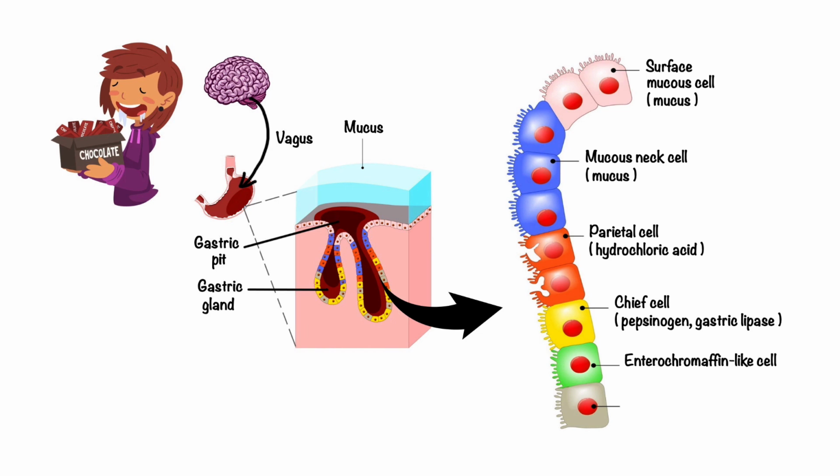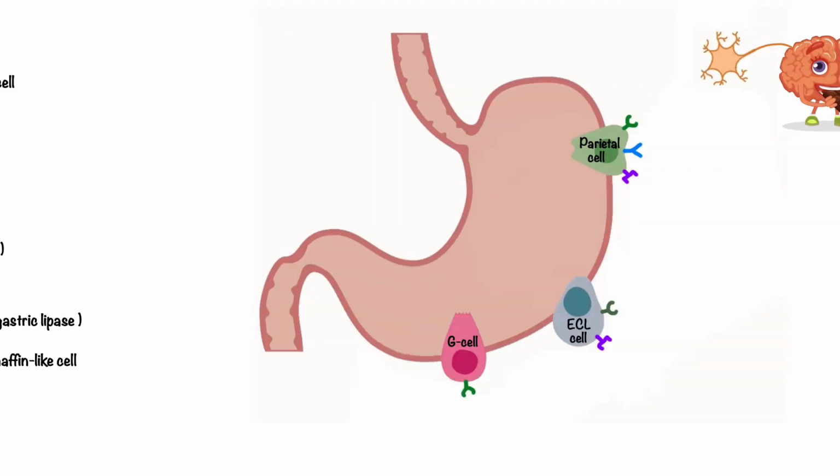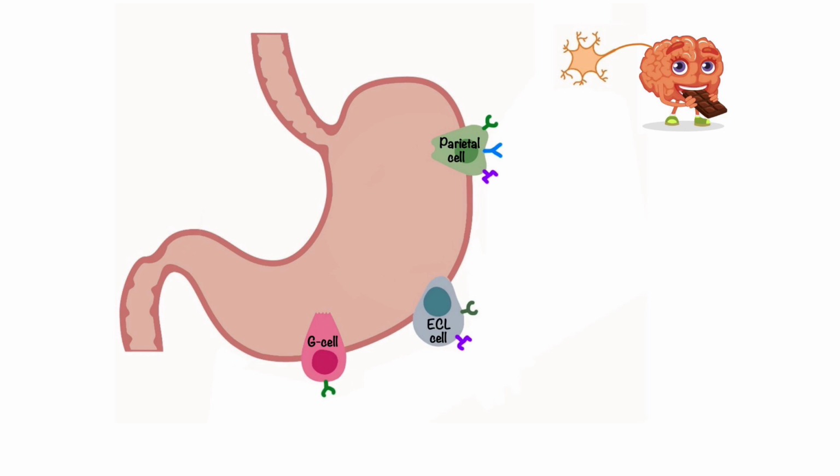Enterochromaffin-like cells, which produce histamine that helps to induce the production of acid, and G cells, which produce peptide hormone gastrin that is responsible for regulation of gastric activity. Now, the vagus nerve is the single neural link between the brain's higher functions and gastric secretion. In response to food intake, vagus nerve becomes excited and begins to release acetylcholine.